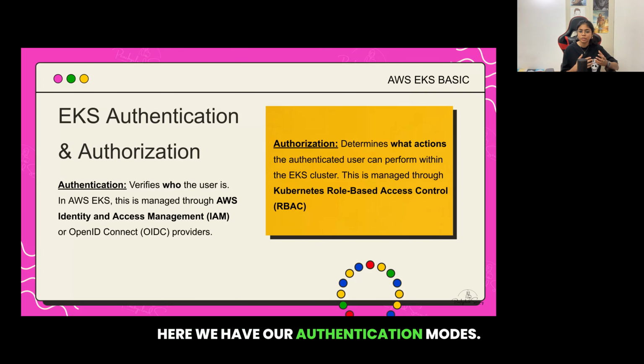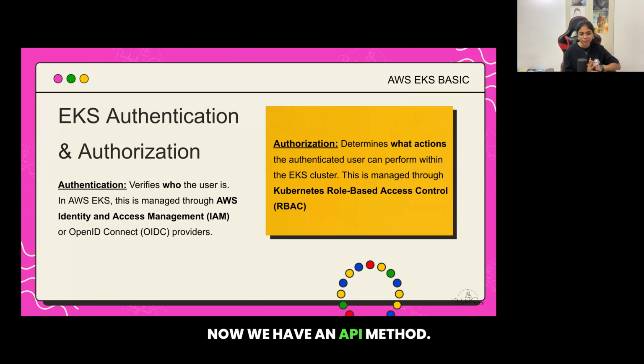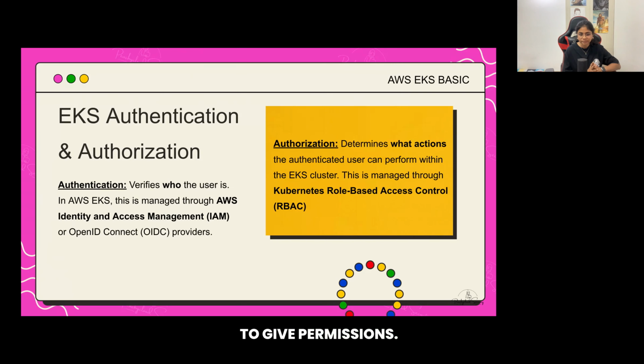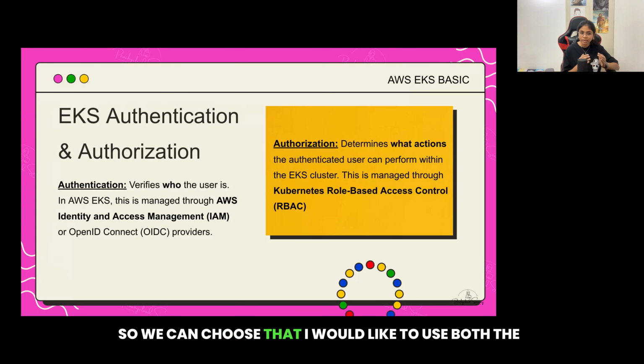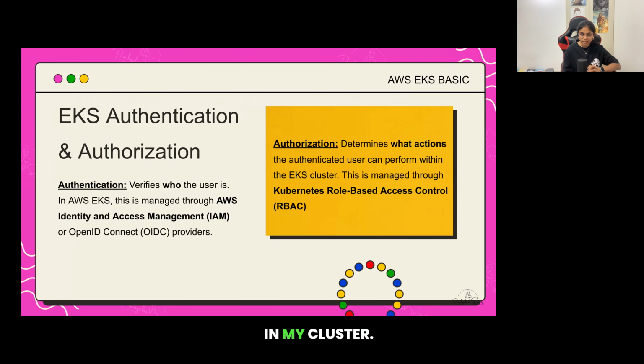Here we have authentication modes like config map. In config map, we create an AWS auth config map and we map our identities to the Kubernetes users and groups. Second, we have an API, which is the recommended one. Config map is kind of a traditional method, what we used to do earlier. Now we have the API method, where we create access entries to give permissions. Third, we have API and config map, so we can choose to use both functionalities and combine these two mechanisms to authenticate the users in my cluster.